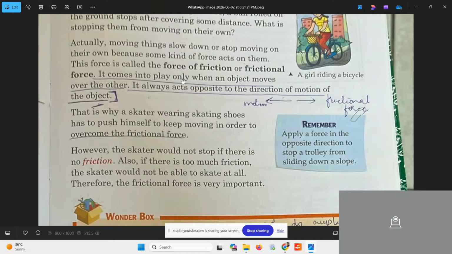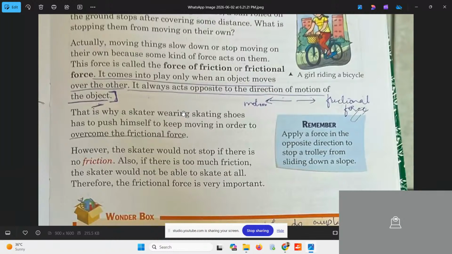The force of friction is applied on objects which are moving. It comes into play only when one object moves over the other. For example, if I put a book on the table, is frictional force applied? No. Only gravitational force is applied because it is being pulled towards the center of the Earth. But if a ball is rolling on the table, then frictional force will apply. For frictional force to apply, movement is important.